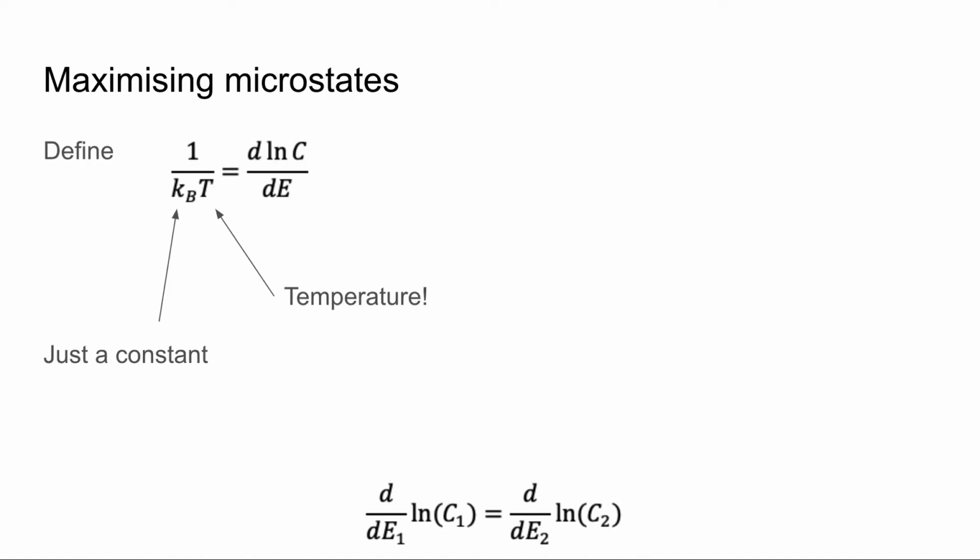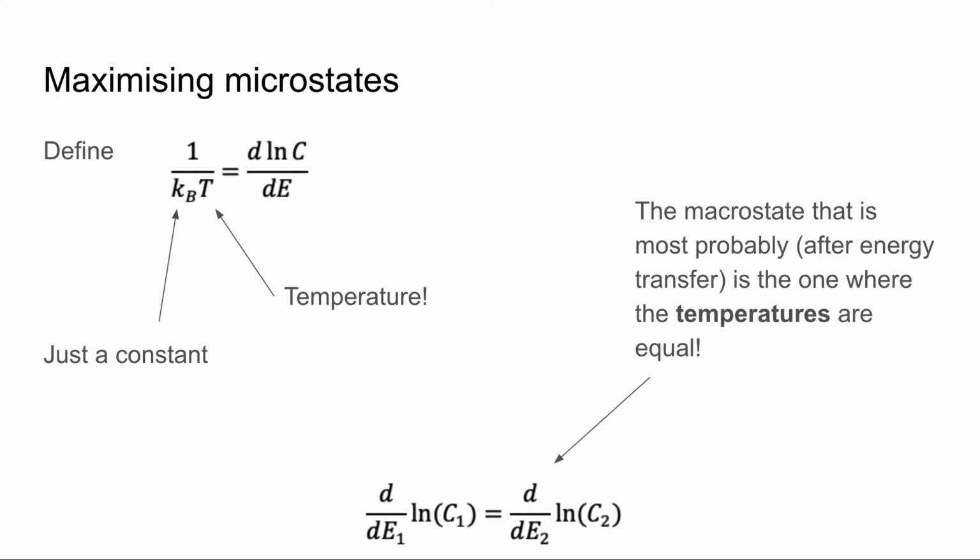Now if we define 1 over temperature equal to this function, then we can see that the macrostate that is the most probable after the energy transfer is the one where the temperatures are equal. So this is just stating the zeroth law of thermodynamics. It's basically saying there's a temperature function associated with each system, to help you determine the amount of energy left in each system afterwards.